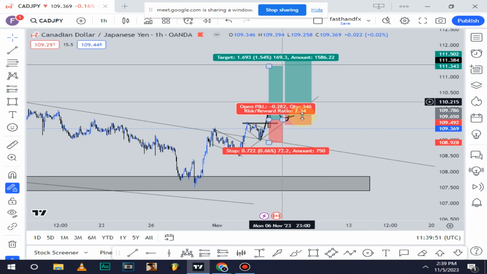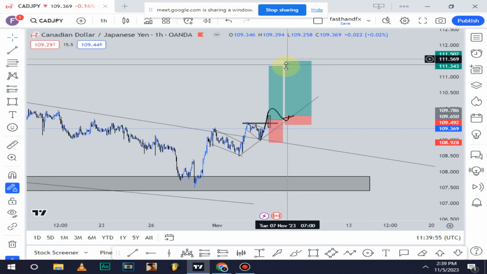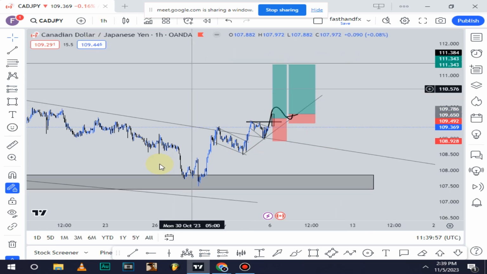Then wait for that pullback. When I see that pullback, then that should be the second entry. I believe that is what I'm seeing on CAD JPY.